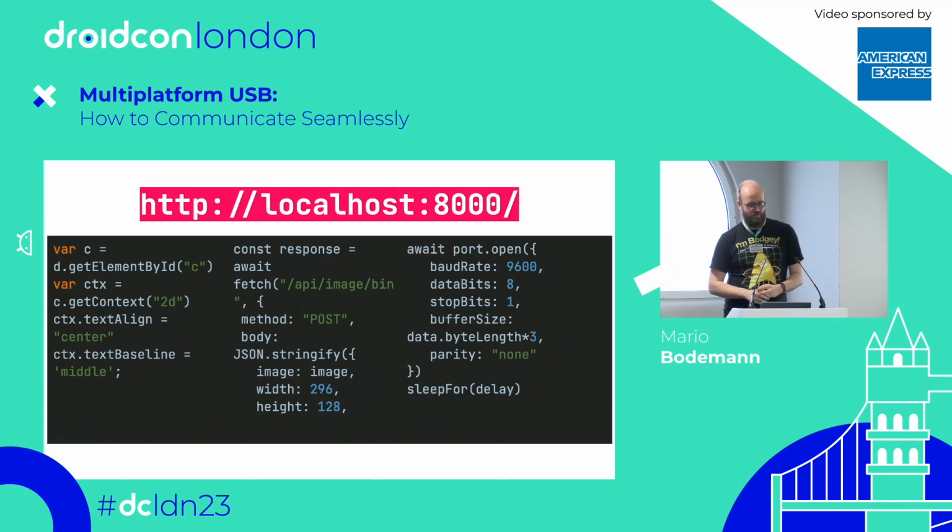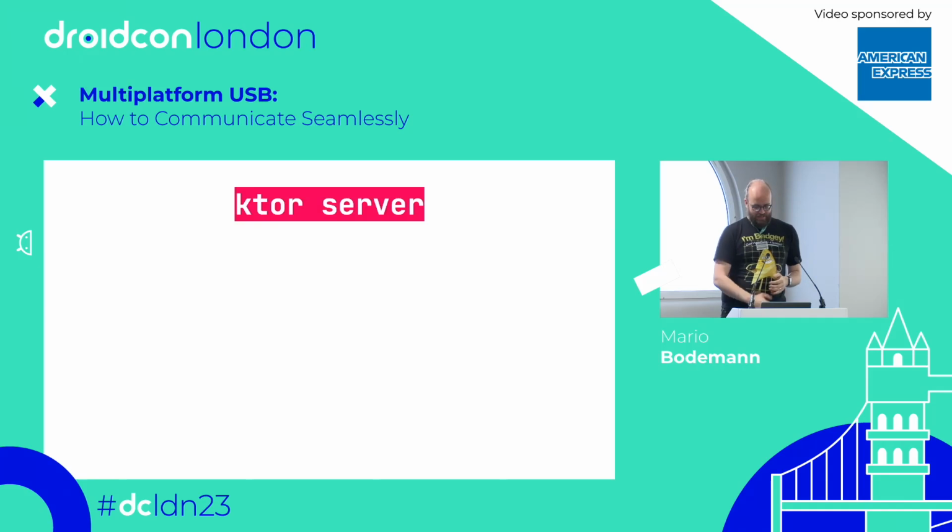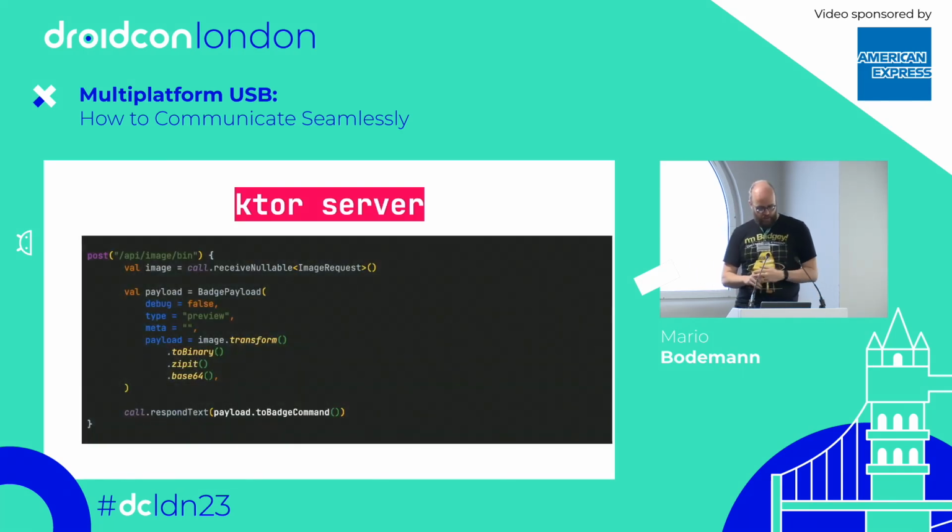Right? So we have the rendering of the badge, we have displaying it on the website, we have the communication with the just created APIs, and then we can actually send it over to the badge. And as you can see, I use Ktor as the API provider, right? Because it's Kotlin, and I kind of like Kotlin for some reason, being at this conference here today.